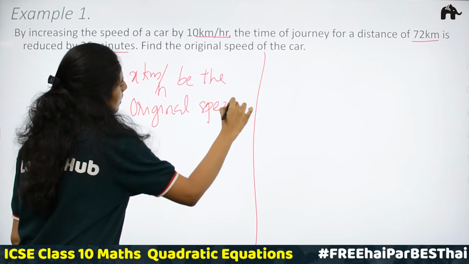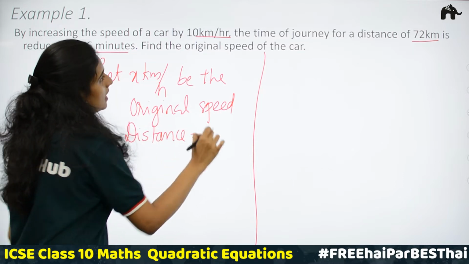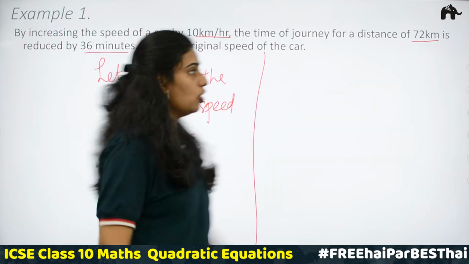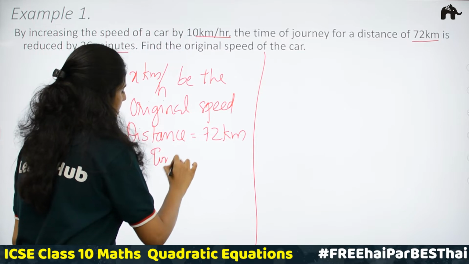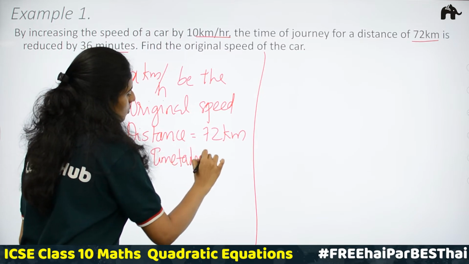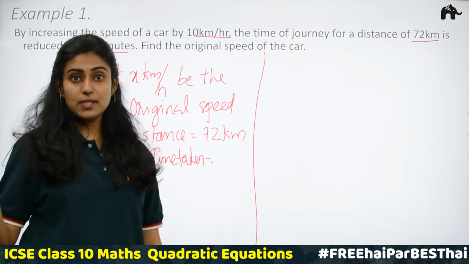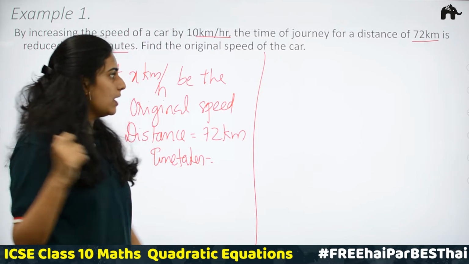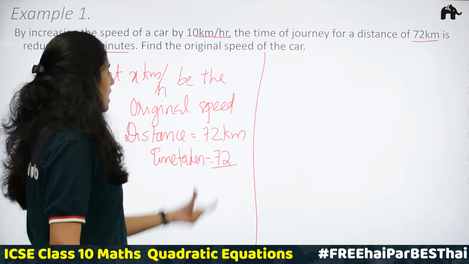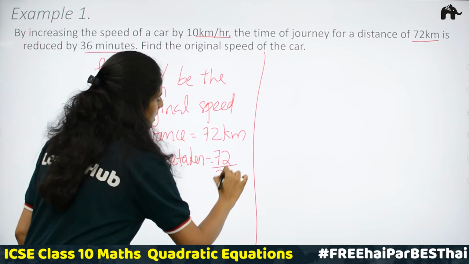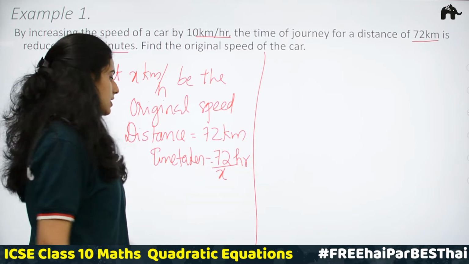Now, given that distance is equal to, what is distance? Distance is equal to 72 kilometer. Then what is the time taken? We have distance is equal to speed into time, which means time is equal to distance divided by speed. Here the distance is 72 kilometer and the speed is x kilometer per hour. So, the time taken is 72 by x hours.